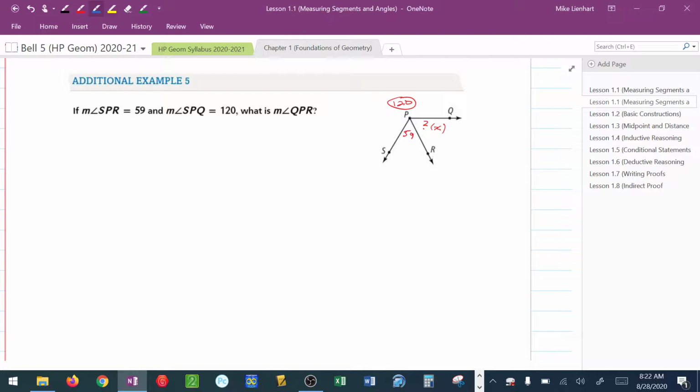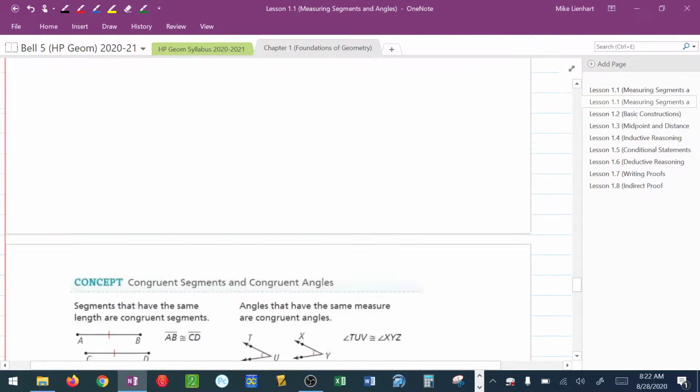I know that angle addition says this. If I take the little angles, X plus 59, add them together, that has to equal the big angle. So then if I subtract 59, that would be 61 degrees. All right, how we doing, fellas?